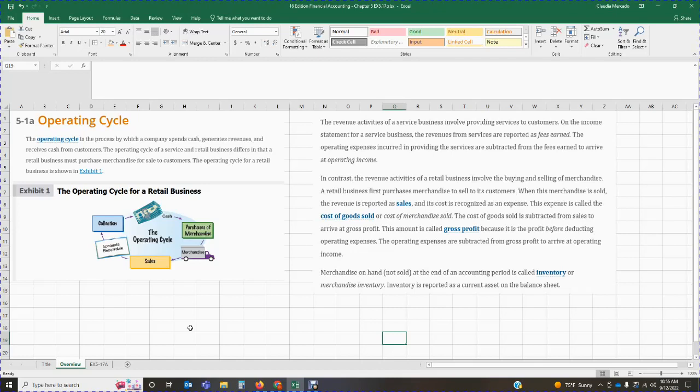Basically, your inventory is a current asset on your balance sheet. So inventory is a current asset, cost of goods sold is an expense, sales is a revenue account. Okay? These are new accounts that are being introduced in Chapter 5. It is very important that you become familiar with the new accounts.